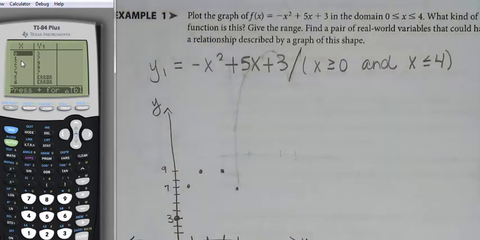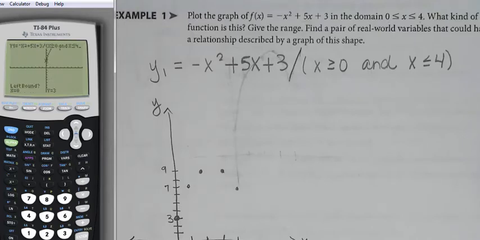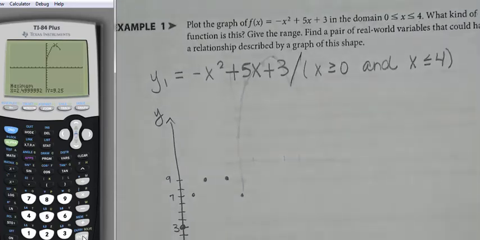So to find my max or min, or to find my vertex, which in this case is going to be a maximum, I'm going to do a second calc. I want to find my maximum. Okay, I'm left bound, right bound, and then best guess. So it looks like x is about 2.5 and y is just above 9.